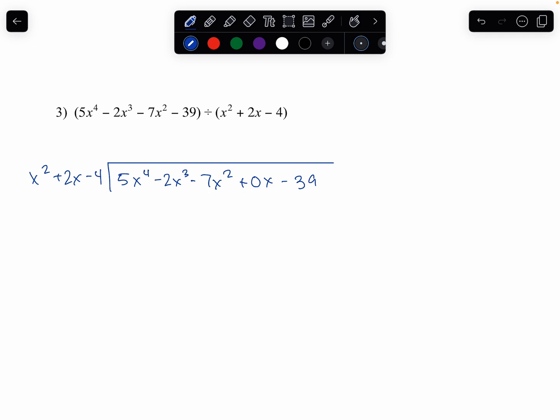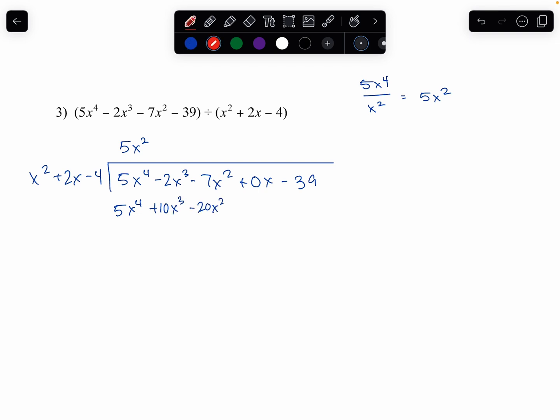Okay, process is divide, so I take that and divide it by that. So I'm going to do 5x to the 4th divided by x squared. That's going to be equal to 5x squared. So put that up here, 5x squared. I'm going to take this, I'm going to multiply by all these terms over here. So 5x squared times x squared is going to be 5x to the 4th. And then 5x squared times 2x, that's going to be plus 10x cubed. And then minus 20x squared.